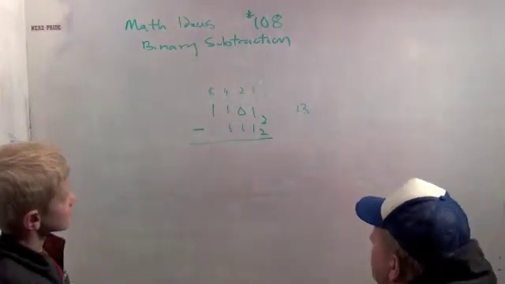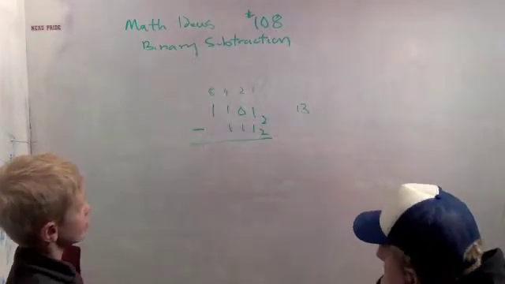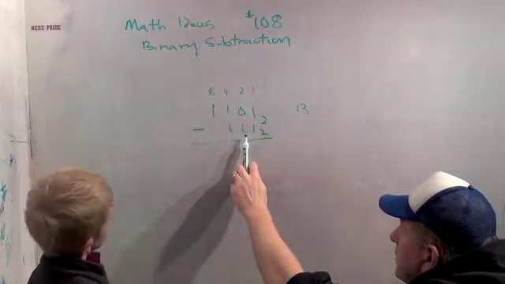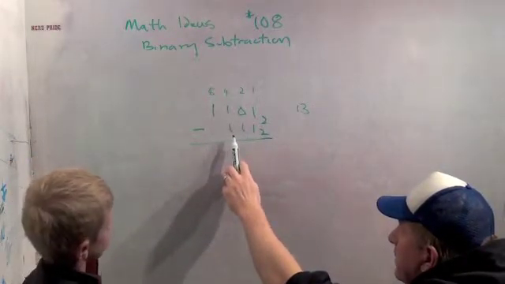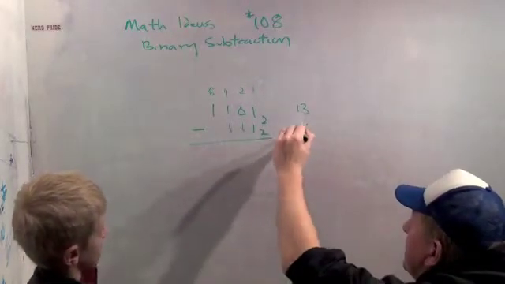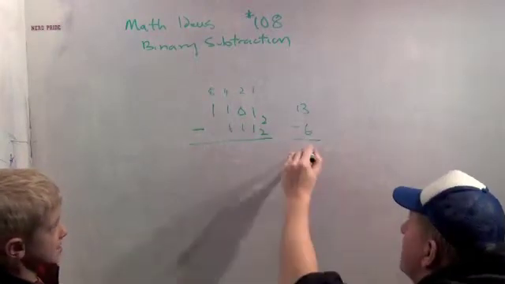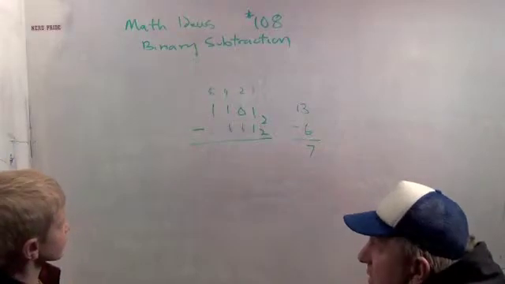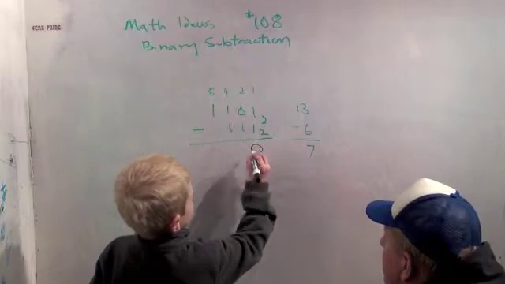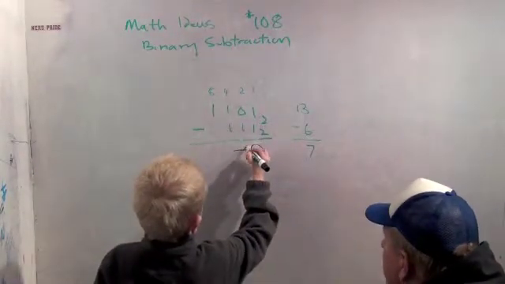Okay. Now, 1 times 1, which is 1, and then 1 times 2, and then 1 times 4, which is going to be 6. So this is 13 minus 6, which is 7. Okay, now let's see if we can get 7. Go ahead, show me what you do. 1 minus 1 is 0. And 0 minus 1 is minus 1.